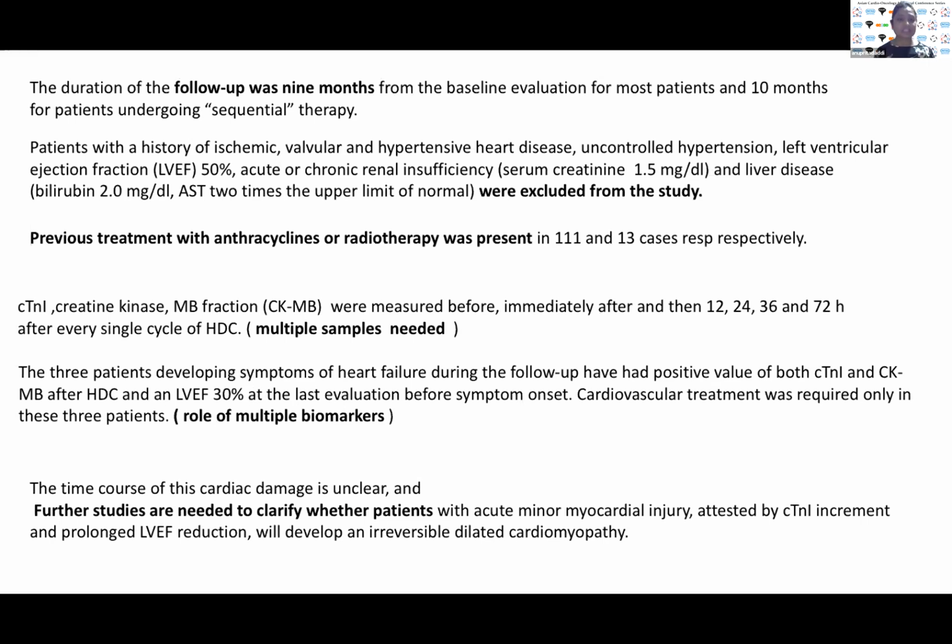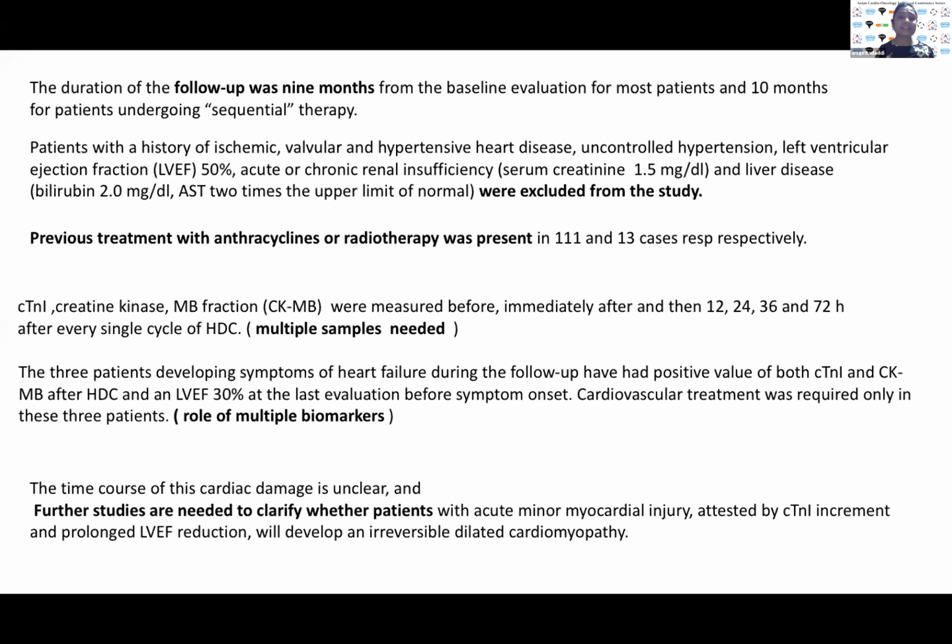Patients with a history of ischemic, valvular or hypertensive heart disease, uncontrolled hypertension, reduced left ventricular ejection fraction, or acute or coronary insufficiency were excluded from the study. Previous treatment with anthracycline and radiotherapy was present. And we all know that cumulative dose of anthracycline is itself a high risk for cardiotoxicity. Troponin I and creatine kinase were measured before, immediately after, at 12, 24, 36 and 72 hours, and after each cycle of high-dose chemotherapy.